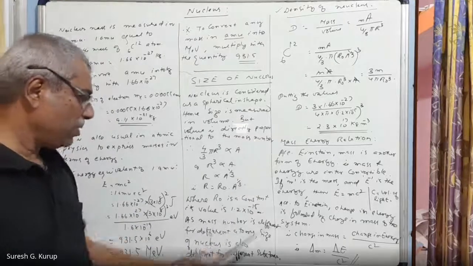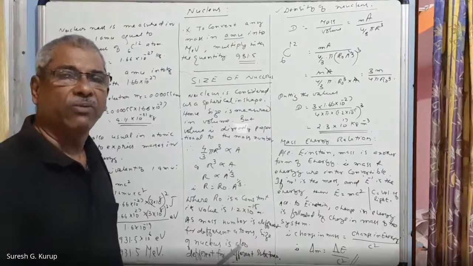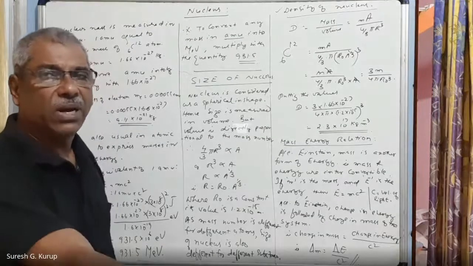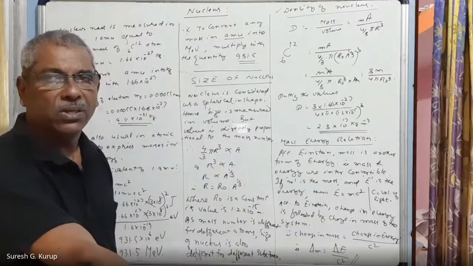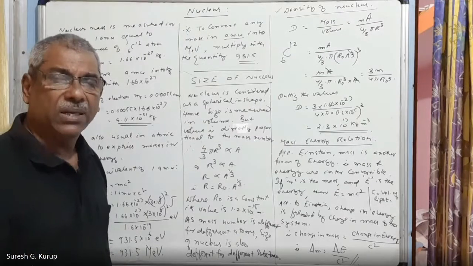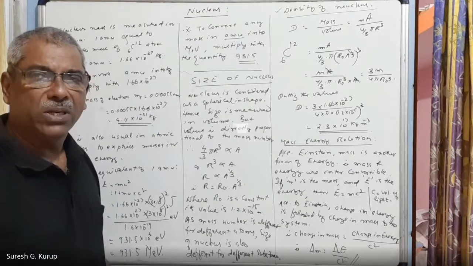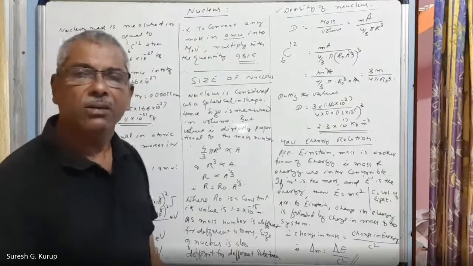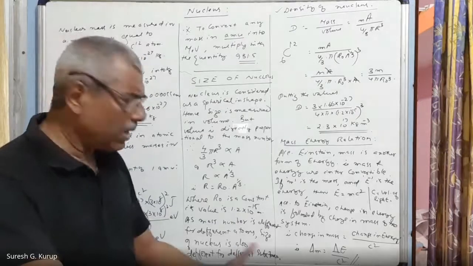As mass number is different for different atoms, the size of the nucleus is also different for different elements. For example, the nucleus of oxygen is not the same as the nucleus of uranium. Uranium is a heavy atom whose mass number is greater than 230, while for oxygen it is very small. Therefore, the size of the nucleus of oxygen or hydrogen is not the same as that of uranium or any other atom.